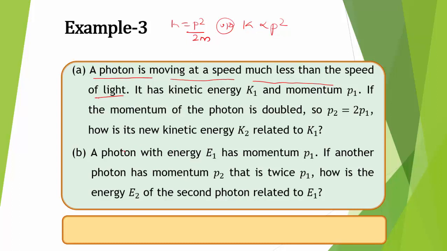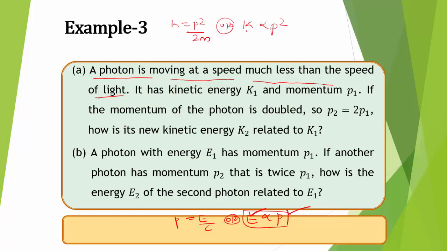And the second point is, a photon with the energy E1 has a momentum P1. If another photon has a momentum P2, that is twice of P1, how is the energy E2 of the second photon related to E1? Again, you know another relation, for a photon P is equal to E by C, or E is directly proportional to P. Energy is directly proportional to momentum. If the P is doubled, E will also become double.